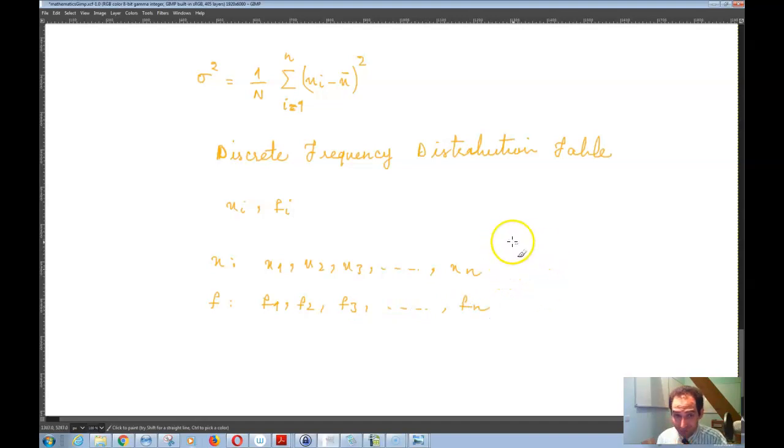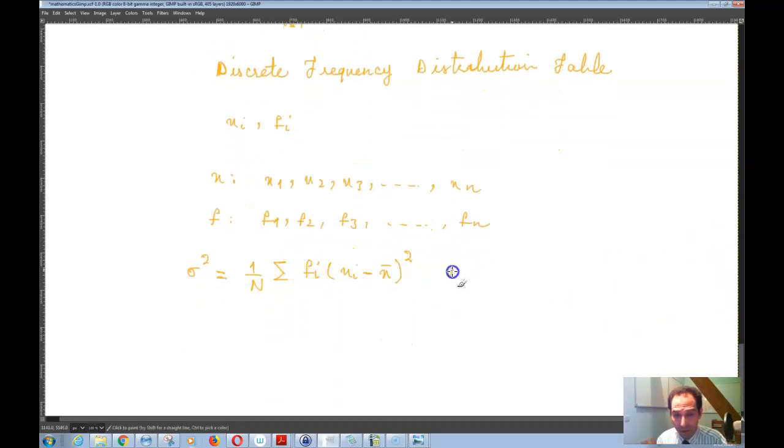And so in this case, the variance would be, for example, sigma squared is equal to 1 over n sigma of f of i times x of i minus x bar all squared, because you're taking all of those distances and then you're squaring them, and then you're multiplying the square of those distances by this f of i, and then dividing by n, and so that would be your variance.